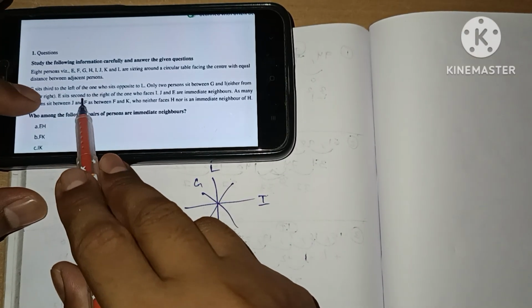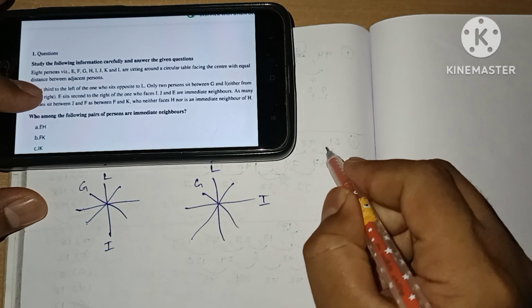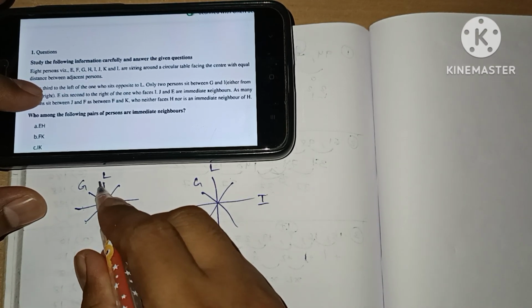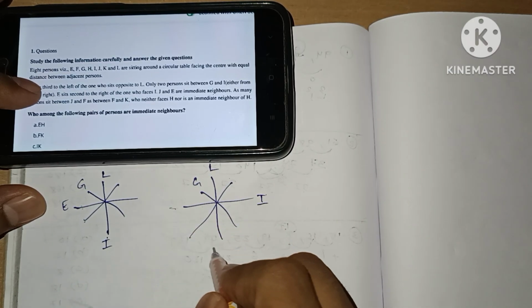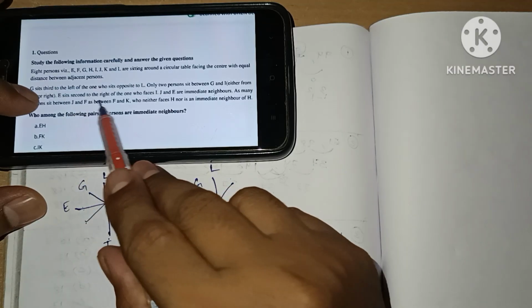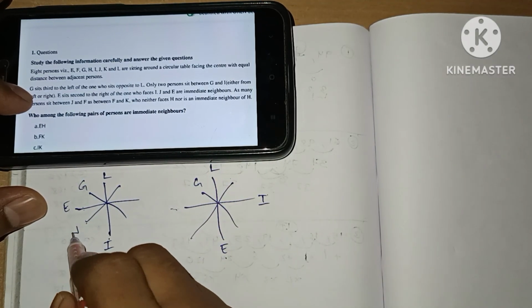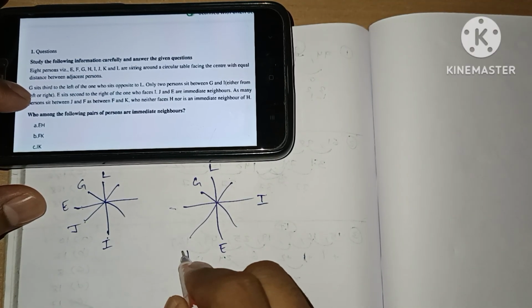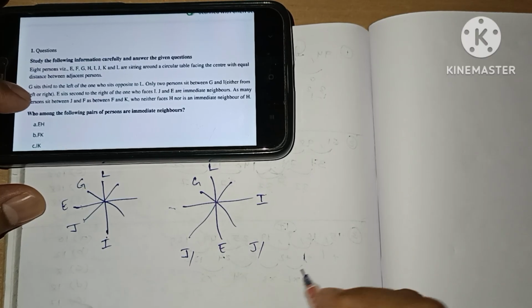Next, E sits second to the right of the one who faces I. One who faces I, second to the right is E. This is the place for E. Next, J and E are immediate neighbors. So this is the place for J in this case. We get either here or here. We have two possibilities again for this type.